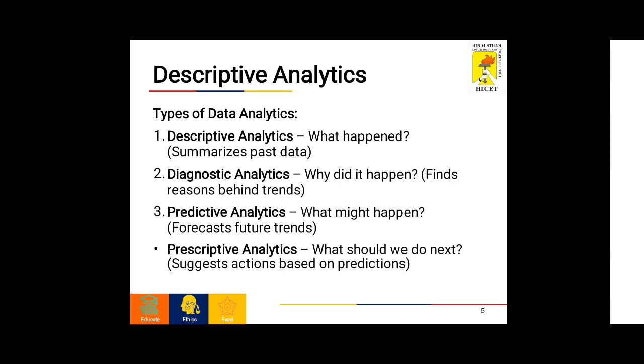So if you see the types of data analytics, we can categorize into different types. One is descriptive analytics. It describes what happened, that is, it summarizes past data. And next one is diagnostic analytics. Why did it happen? It finds reasons behind trends. And next one is predictive analytics. It describes what might happen, that is, forecast future trends. And next one is prescriptive analytics. What should we do next? That is, it suggests actions based on predictions.